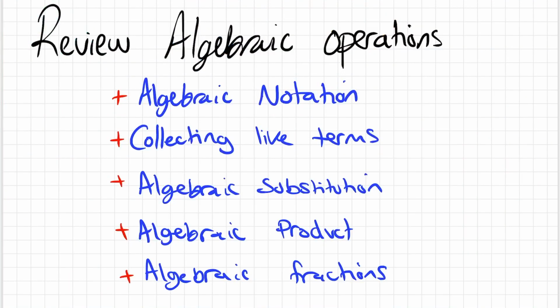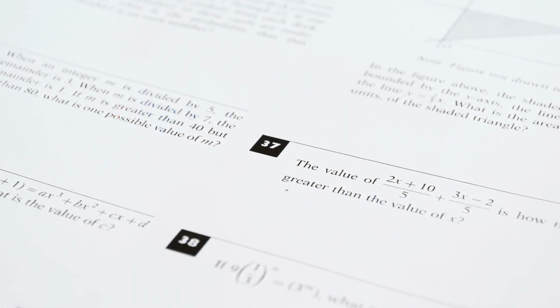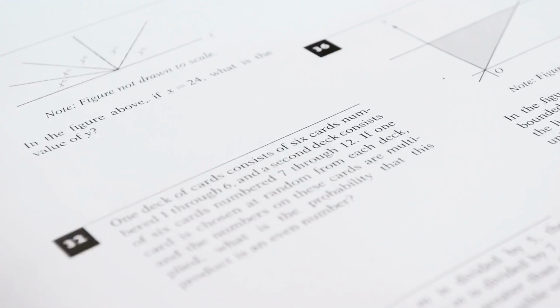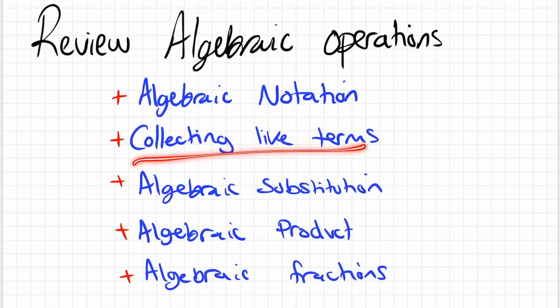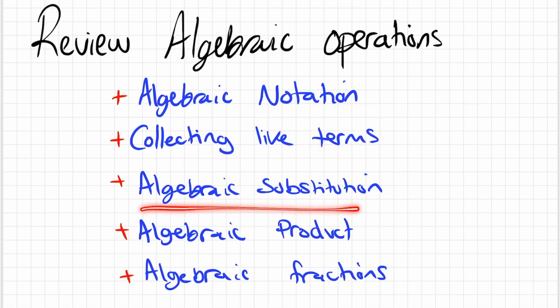In this video, we're going to be doing a review of algebraic operations. Now, it's a bit different to my other videos. It's not a tutorial of one topic. We're going to be reviewing a few topics, so it can prepare you for an upcoming knowledge and understanding criterion A assessment. So, we're going to be looking at algebraic notation, as well as collecting like terms, and then algebraic substitution, algebraic product, and algebraic fractions.